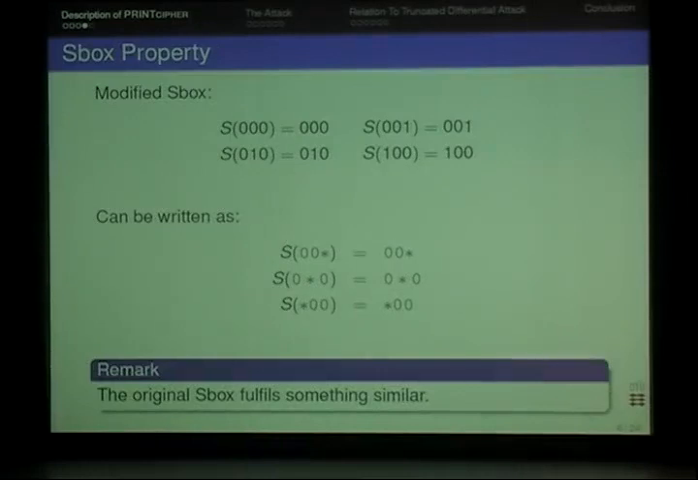So I start with explaining what this modified S-box is. The modified S-box has the property that it has many fixed points. So S of 000 gets mapped to 000, S of 001 is 001, S of 010 is 010, and S of 100 is 100. And the point is that it's convenient to rewrite this in the following way, saying that S of 00 star, where star is arbitrary, either 0 or 1, gets mapped to 00 star. And similar things for the other bit positions. And the important remark is that the original S-box fulfills something which is very similar to this.